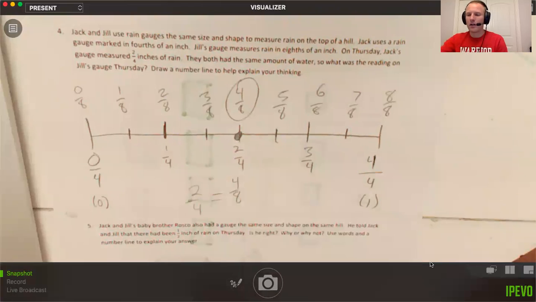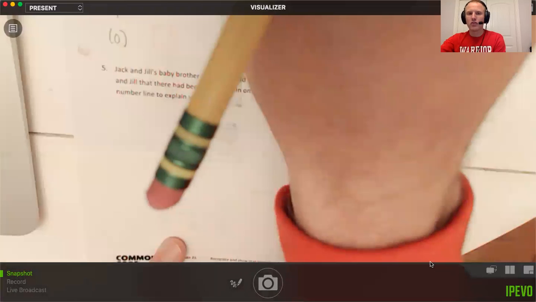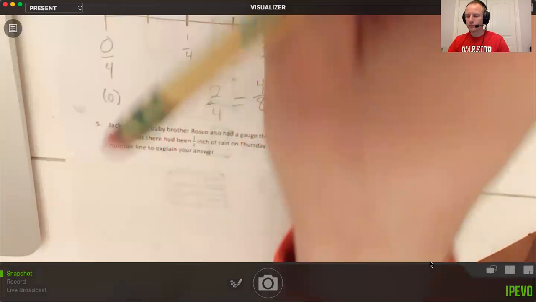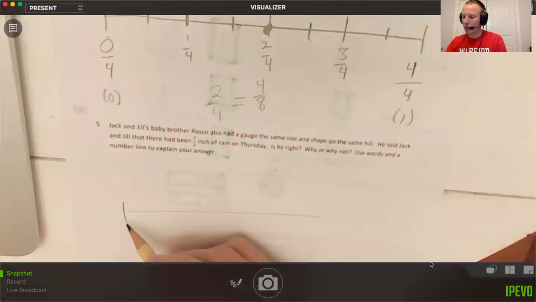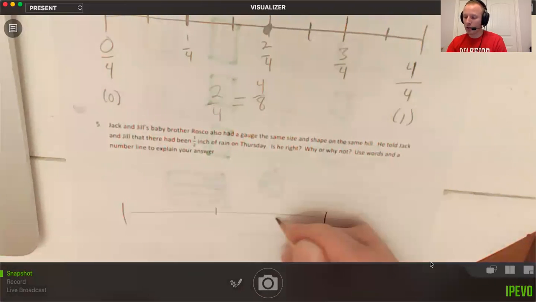Now it says down here that they have a younger brother who is measuring in halves. And so is he right? Why or why not? That they used a 1/2 inch, or they got a 1/2 inch. So I can draw a number line for that. I could put fourths on it again. I'm gonna do this kind of quickly.